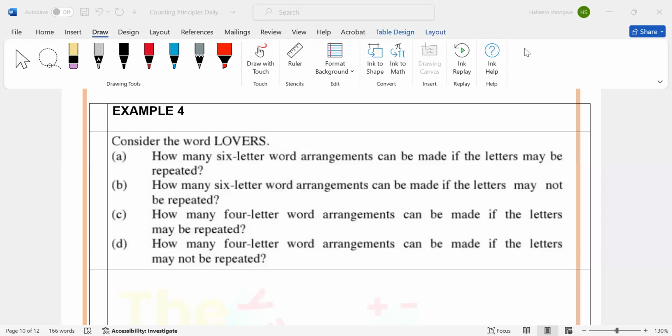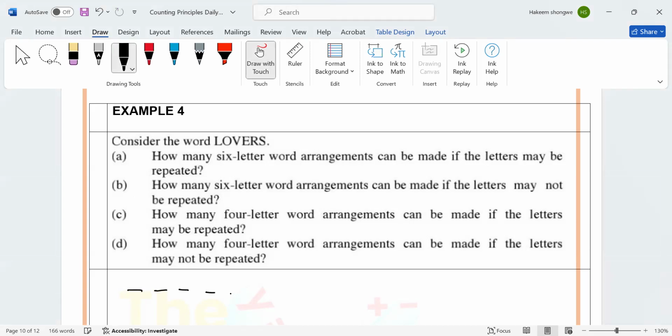So if you consider the word lovers, they ask how many 6-letter words. A 6-letter word means we are going to be performing 6 tasks. So we're going to have 6 spaces: it's 1, 2, 3, 4, 5, and then 6. How many 6-letter word arrangements can be made if the letters may be repeated?